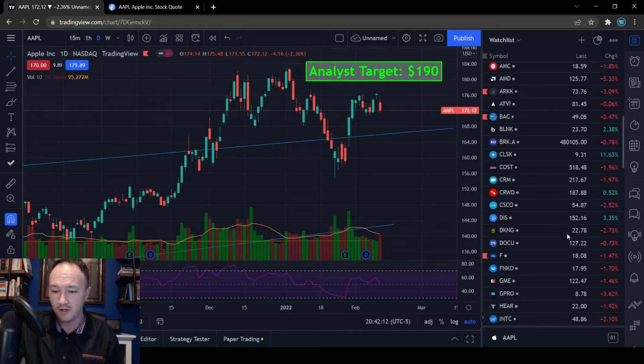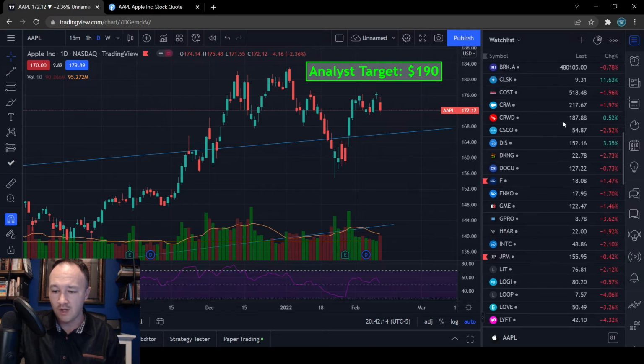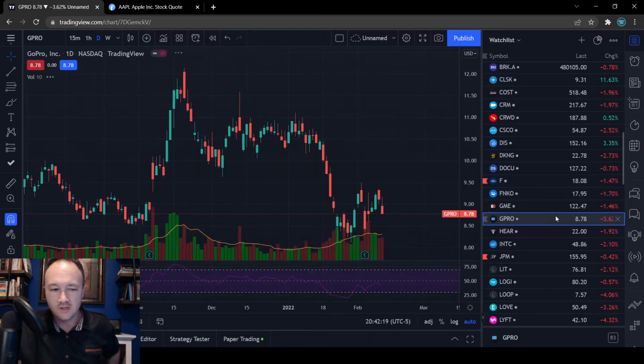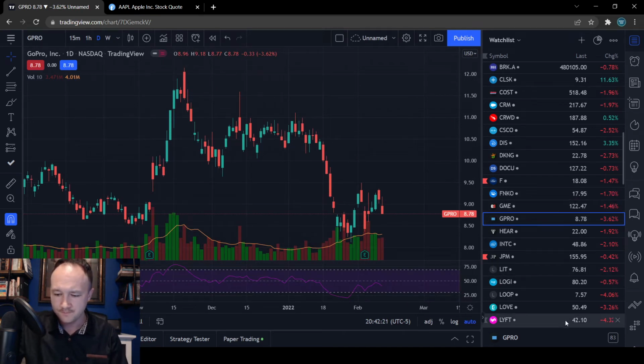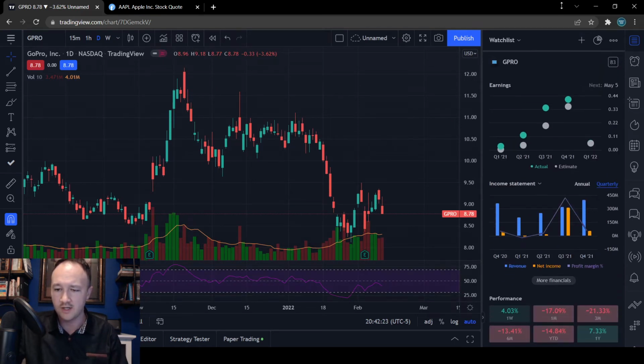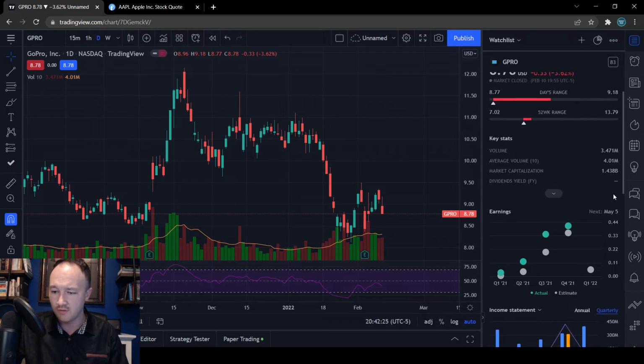Let me scroll down my watch list here and let's grab one. Okay, so let's look at GoPro, for example. We'll pull up this little column right here. Let's see, first of all, what's the market cap? $1.43 billion company. It's pretty small compared to Apple, which is a $2 or $3 trillion company right now.